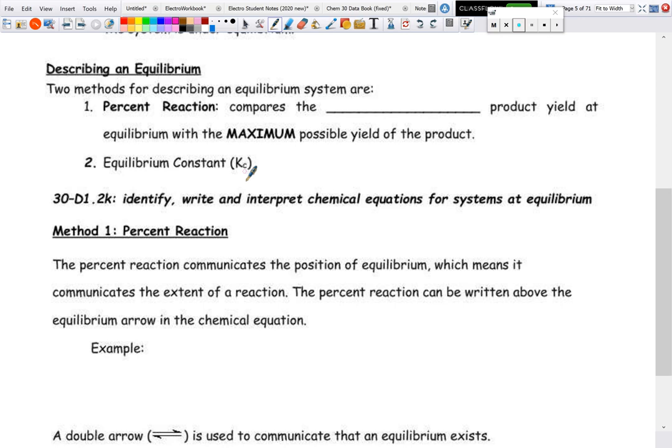For percent reaction, this compares the actual product yield at equilibrium with the maximum possible yield of the product. It's the same as percent yield that you would have done in Chem 20 in the stoichiometry unit. If you know stoichiometrically you're supposed to get 5 grams of material, but you only get 2 grams, well, there's a certain percent based on that. And of course, the equilibrium constant we will get to shortly.